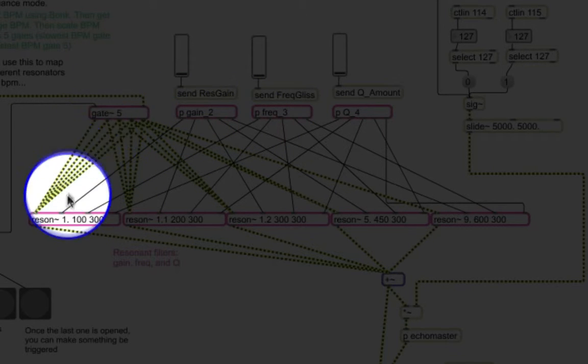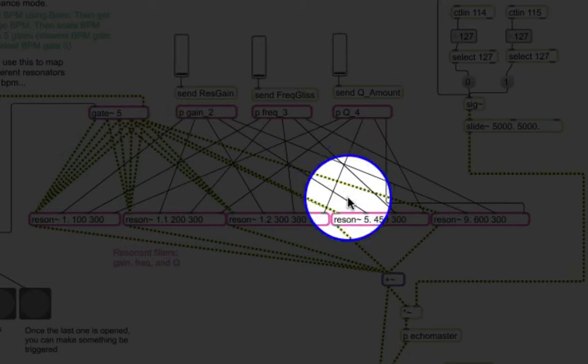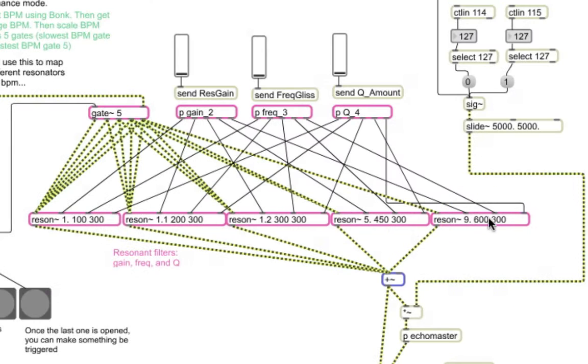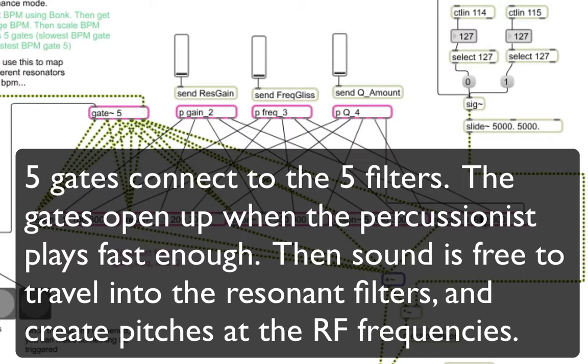So it's set up like this with the gates. Gates are connecting from one resonant filter to the next. And in order to open the gates and allow the next notes to be played, the next resonant filters to vibrate in the chord that I've created, the percussionist has to play fast enough to open them up. So I've set them to open up depending on how many beats per minute are being played.